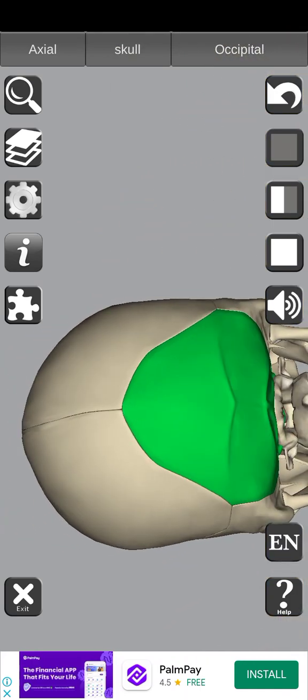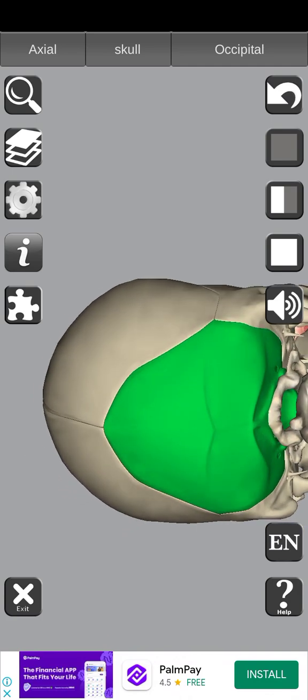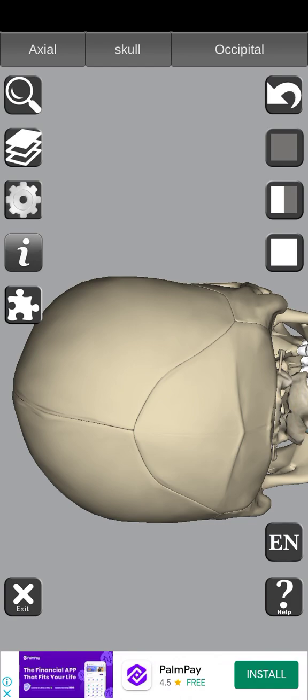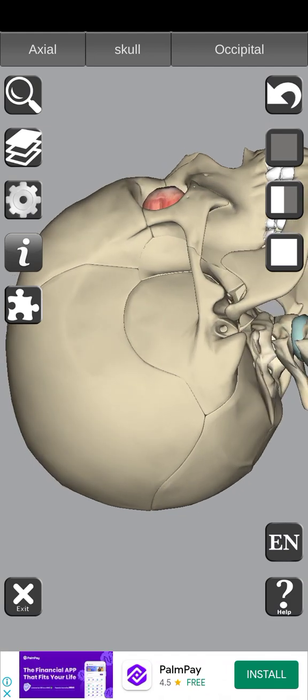Now this suture here, demarcating the occipital bone from the two parietal bones, is called the lambdoid suture. And also by the side we have another suture called the parieto-temporal suture, dividing the parietal bone from the temporal bone.